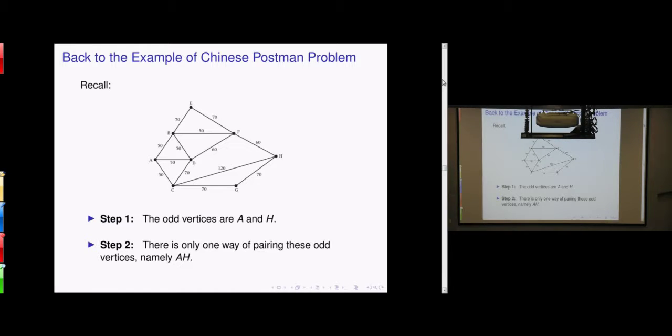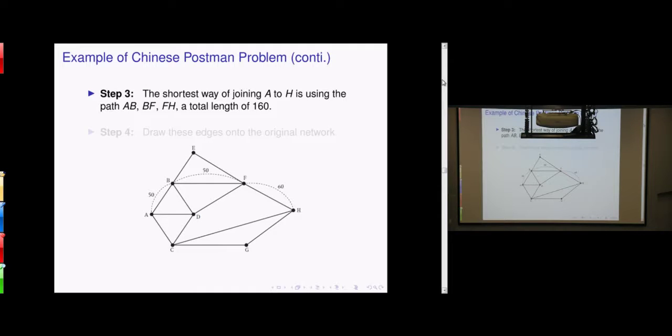A to B, B to F, F to H. So this is the minimum path from A to H, okay? The shortest way of joining A to H is using the path AB, BF, and FH. The total length is 160, okay?